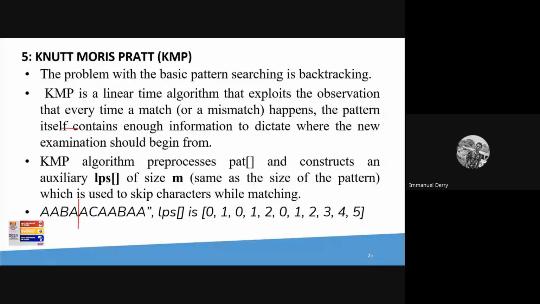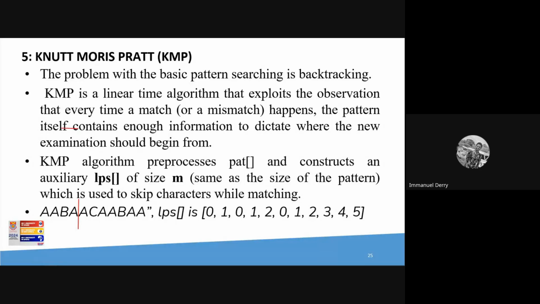So the problem with the basic pattern search is the issue of backtracking. However, KMP is one of the linear time algorithms that exploit the observation that every time a match or a mismatch happens, the pattern itself contains enough information to dictate where the new examination could begin from.